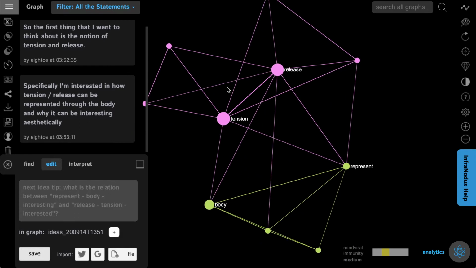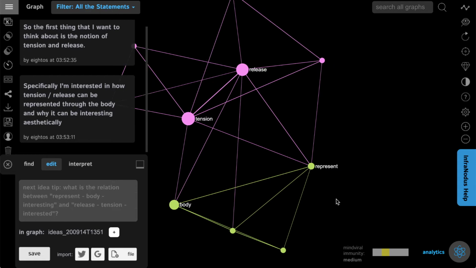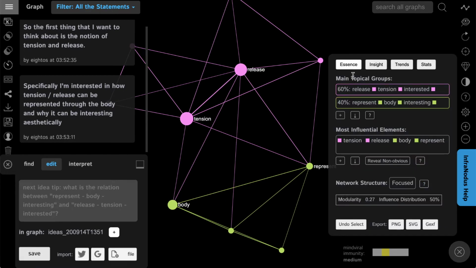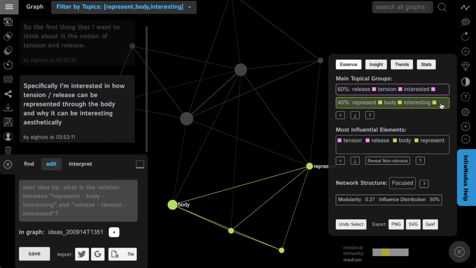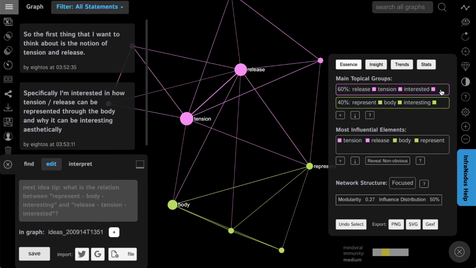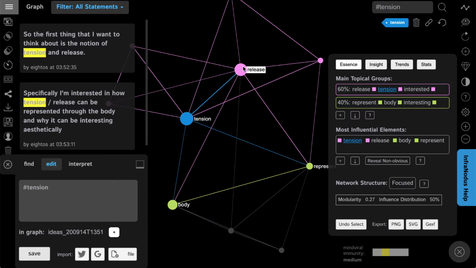And now there are two different colors, which represent two different groups of nodes. It's because I used release tension and interested in one context and then represent body interesting in the other. So this is why there are two parts of the graph. And we can also see the most influential elements, which are shown bigger on the graph.